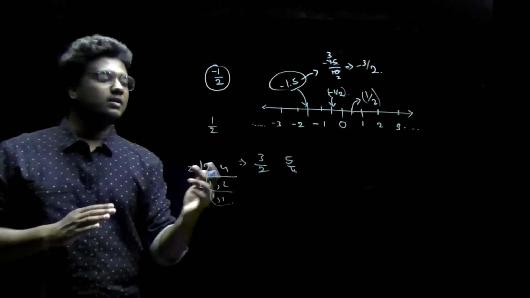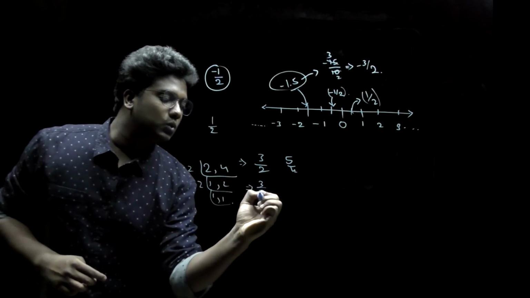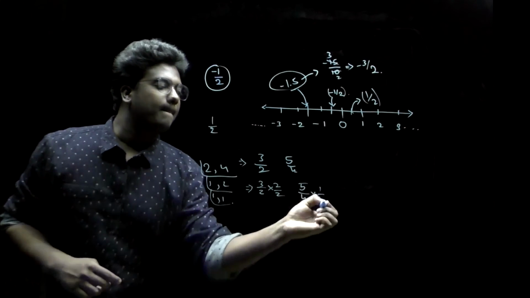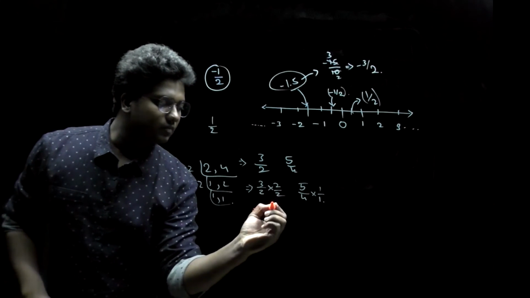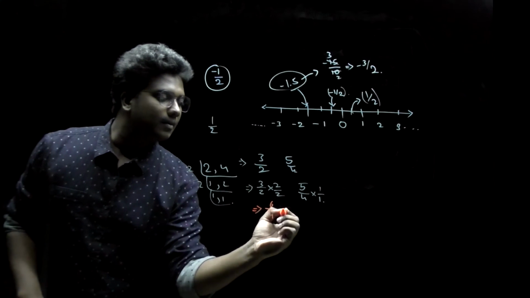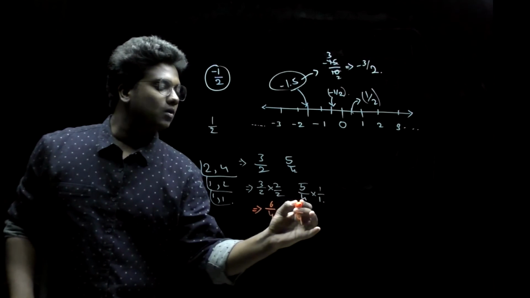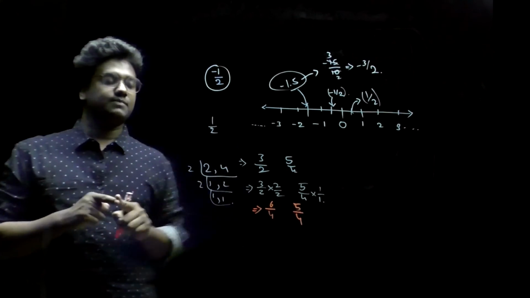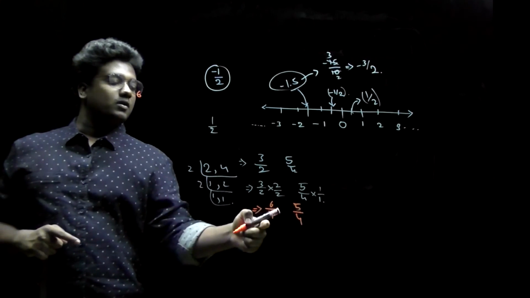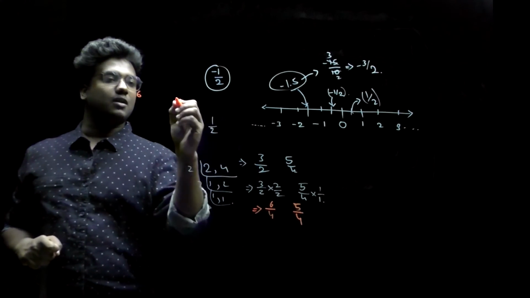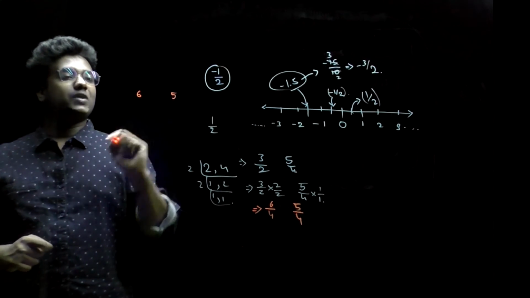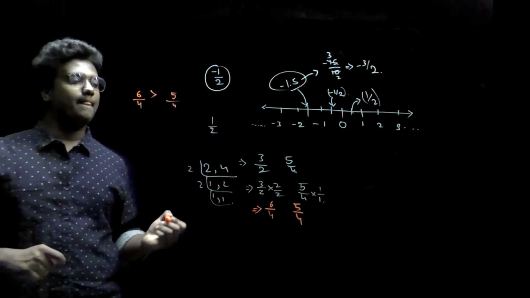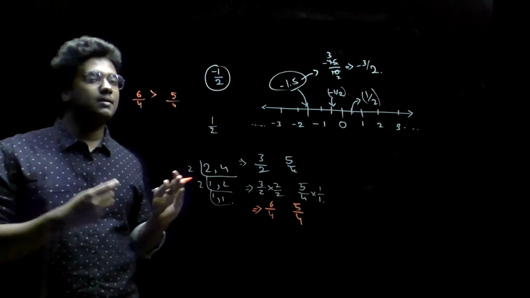Now equate the denominators. 3 by 2, when multiplied and divided by 2, the denominator will become 4. So the result will be 6 by 4, and the other will be 5 by 4. After equating the denominators, now compare the numerators. The numerator of the first rational number is 6 and the other is 5. Which number is greater? 6 is greater. Therefore 6 by 4 is greater than 5 by 4. This is how rational numbers are compared.